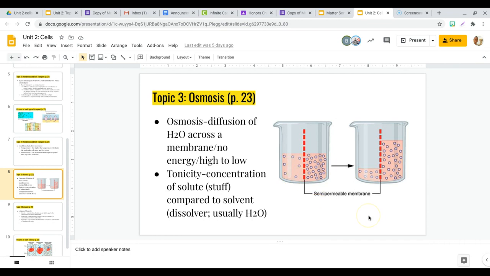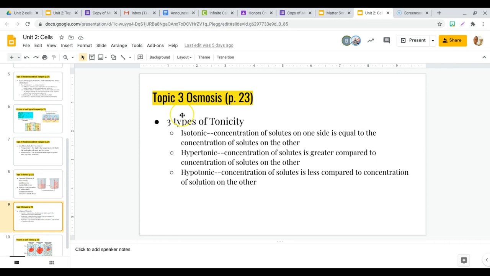It's kind of like making lemonade. If you've ever added the sugar to your water, the solute would be the sugar. The solvent would be the water. Okay? Now, tonicity is the concentration of solute compared to solvent. And there's 3 different types. There's isotonic, when the concentration of solutes on one side is equal to the concentration of solutes on the other. So iso means equal. So they are equal to each other.